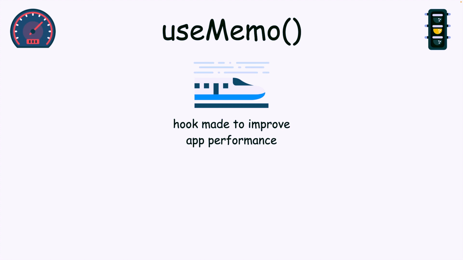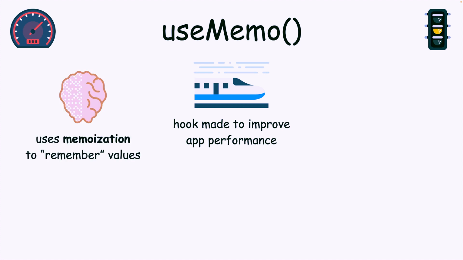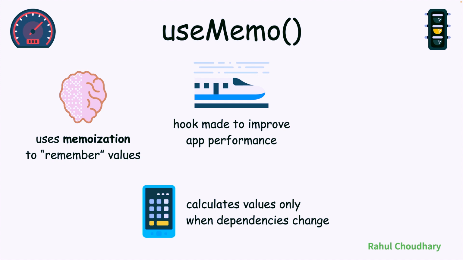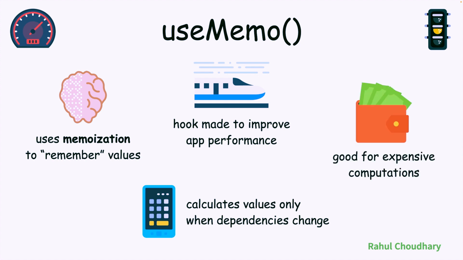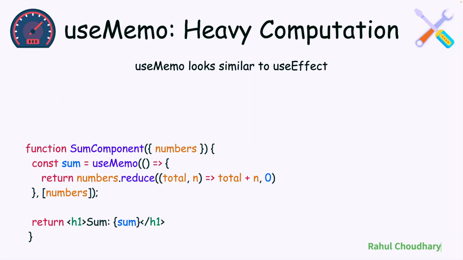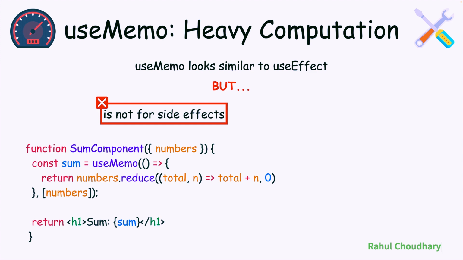UseMemo is one of two hooks made to improve your app's performance. It uses something called memoization to improve performance by caching previous results. UseMemo will recompute the cached value only when one of its dependencies has changed, and this makes it good for performing expensive computations. UseMemo looks similar to useEffect, but it's not for side effects, and it must return a value.